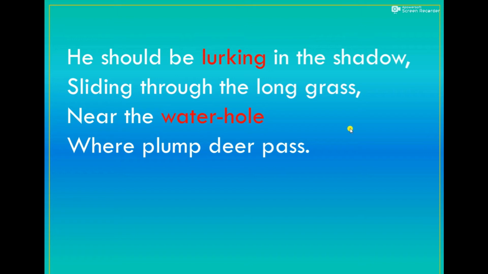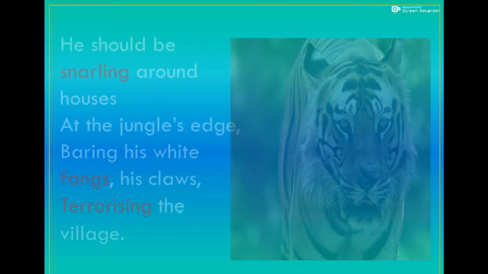Here the poet wants to tell the readers and mankind that the tiger is given the right to freedom by God and he should be roaming freely in the jungle, sliding or hiding in the long grass near a pool where a healthy deer may come to drink water. Okay? Now the third stanza.